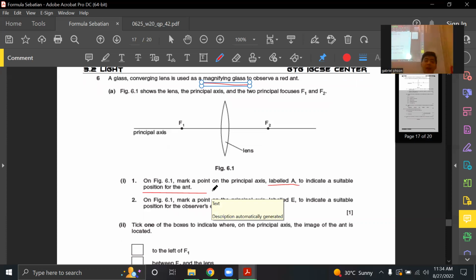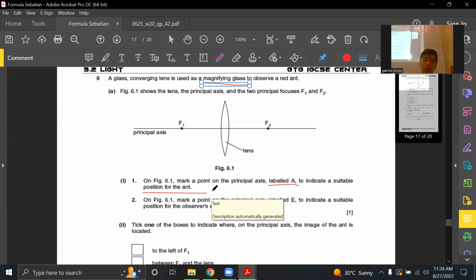Where should I place the ant, Xuan? Where should I place the ant if this is a magnifying glass? In between what? And the what? Yeah, the optical center.